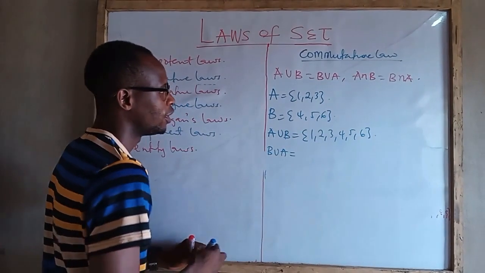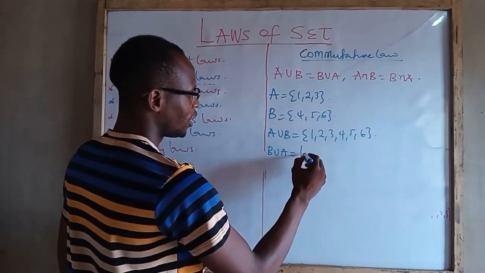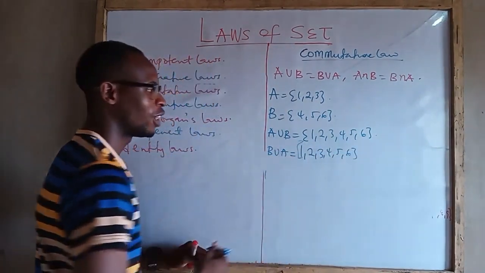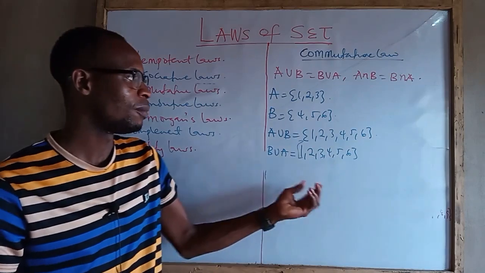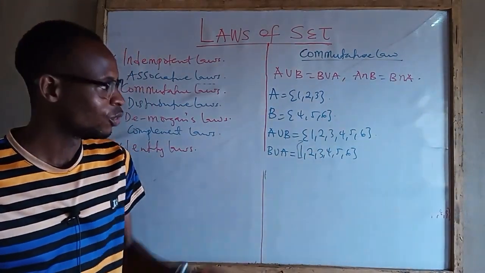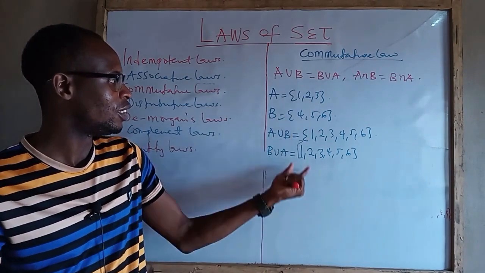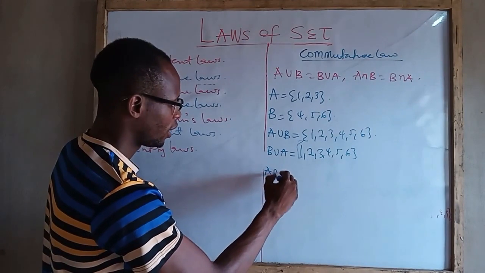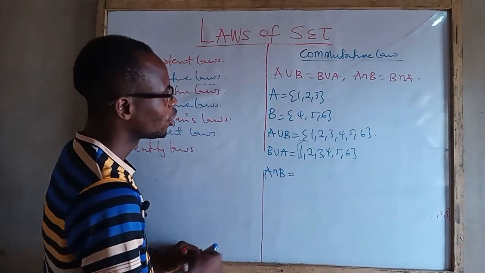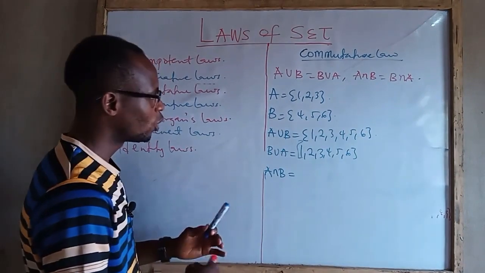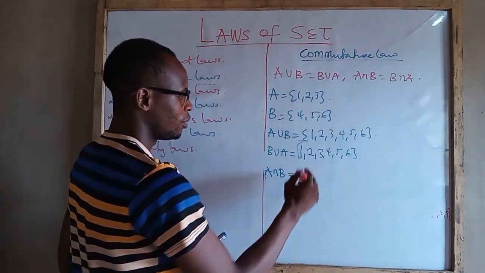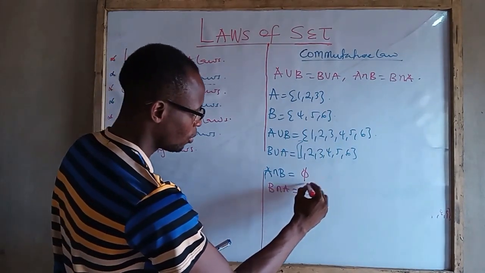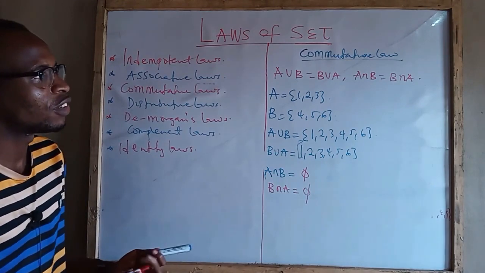Are we following? Then on the right hand side, we have B union A. We're also combining B with A, which is containing the same elements, 1, 2, 3, 4, 5, and 6. I only arranged it differently. It doesn't mean it's not organized. As far as they're having the same elements, they are said to be equal. So this and this, they are the same. If you are to get this one, A intersection B means what is common to A and what is common to B. According to what we have here, nothing is common to A and B. This is empty. So also B intersection A, nothing is common, is also equals to what? Empty. So the law of commutative has been verified.